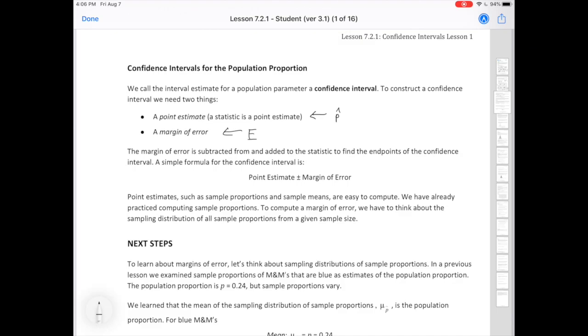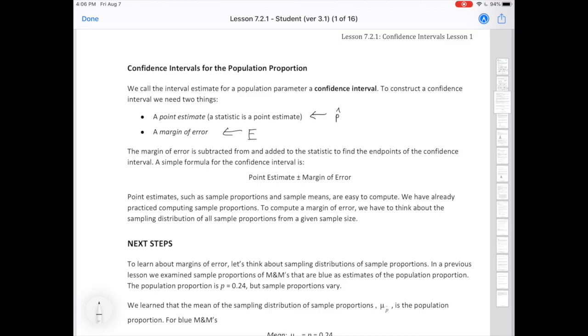Point estimates, such as sample proportions and sample means, are easy to compute. We have already practiced computing sample proportions. In fact, remember, that's what we did with the M&Ms before, right? As long as you know the number of successful things inside of your sample, you could just do a division and you get yourself a sample proportion.